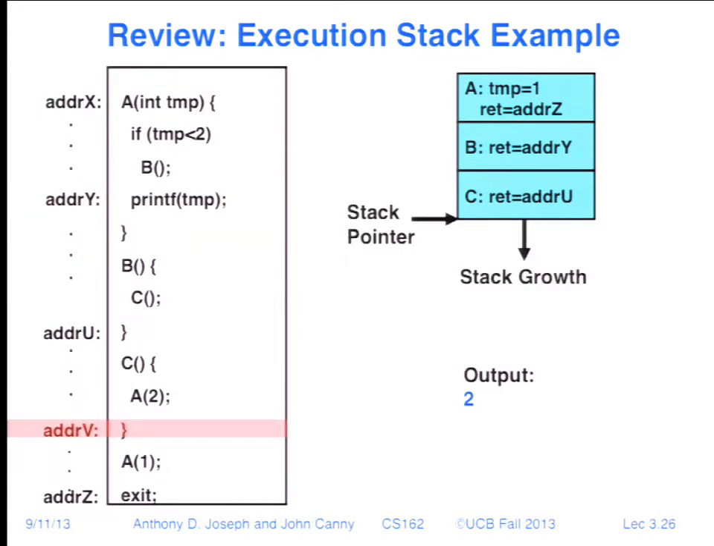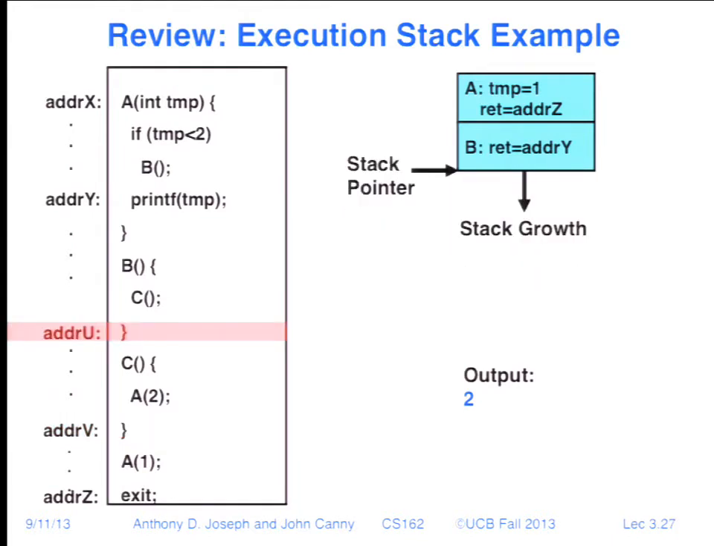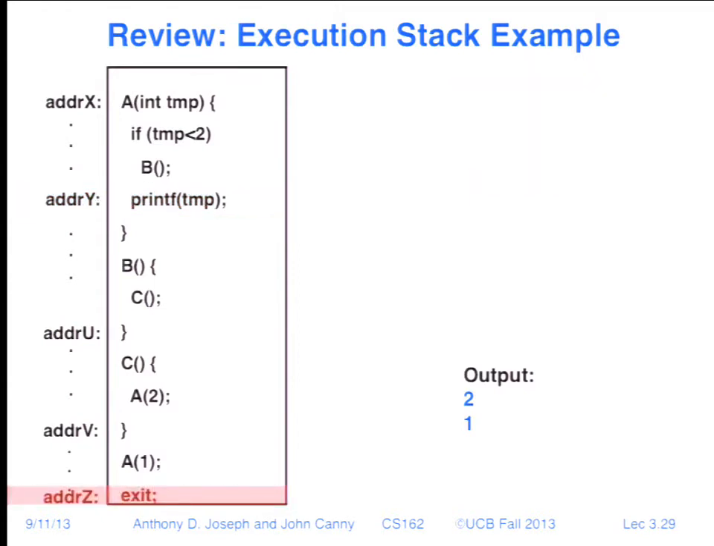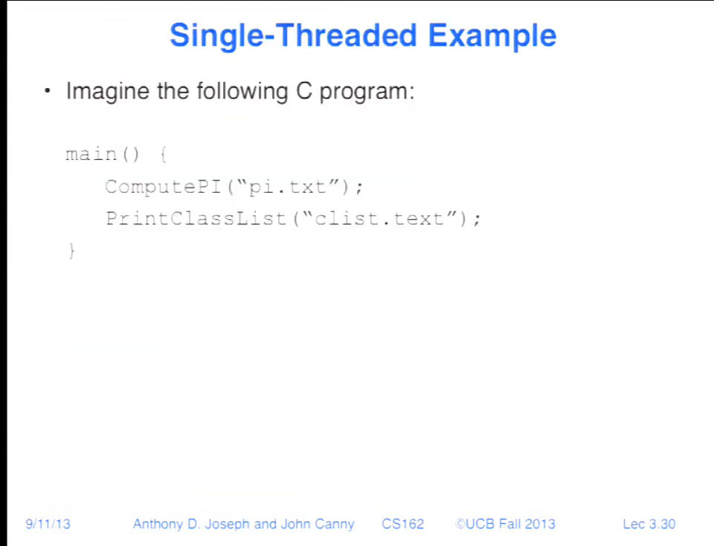So as we return from A, we pop that frame of A back off the stack. And similarly, as we return from C, that one comes off. Return from B, that one disappears. And then A disappears. So hopefully that's all familiar. OK.